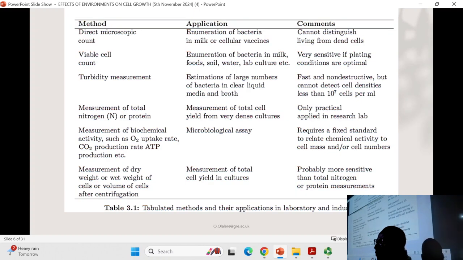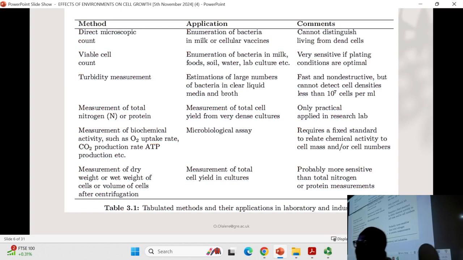So, method and application for direct microscopic counts: we apply this one to determine the bacteria in milk or cellular vaccine. Most times when you finish in dairy products, you can actually see if you have bacteria developing already in your milk before selling it out. Because if at the end of the day outside you discover that there is a problem for your company, so we check that before we release it into the environment. And most of the time we do check that to even determine the shelf life of your products.